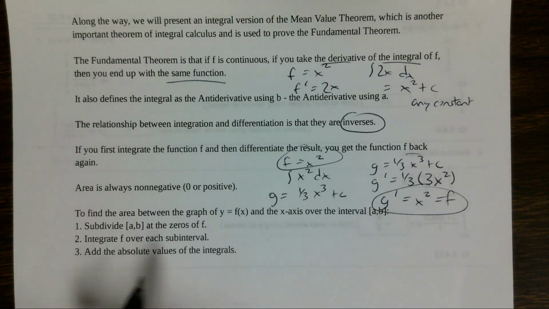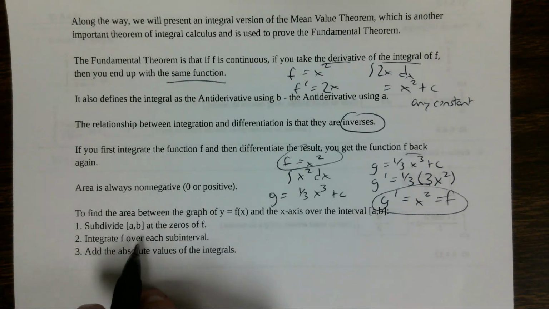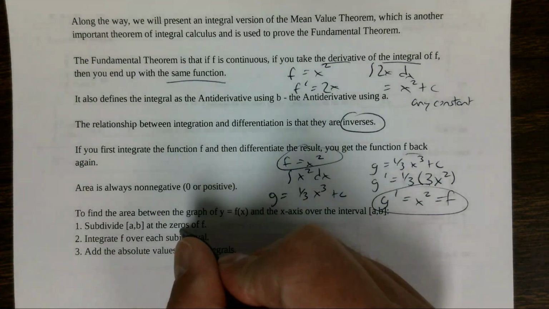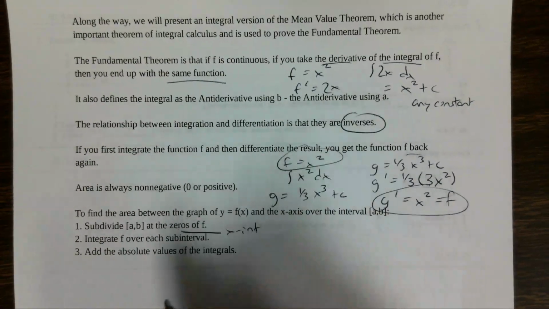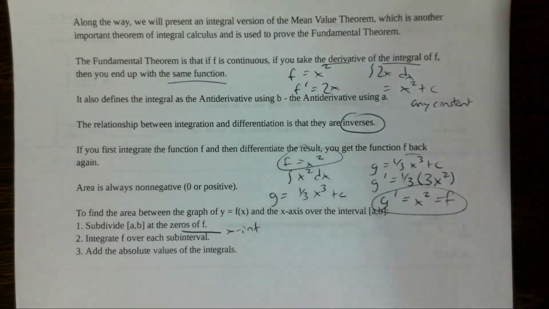To find the area between them and the x-axis, subdivide it at the zeros, which are the x-intercepts, integrate it, and add. Okay, so let's go over the problems.